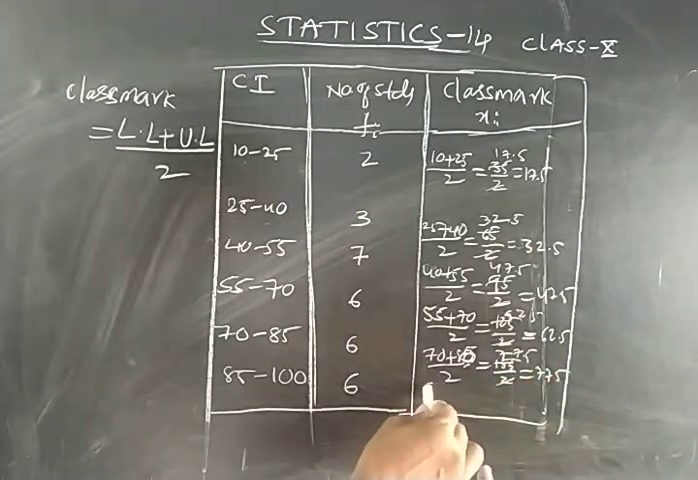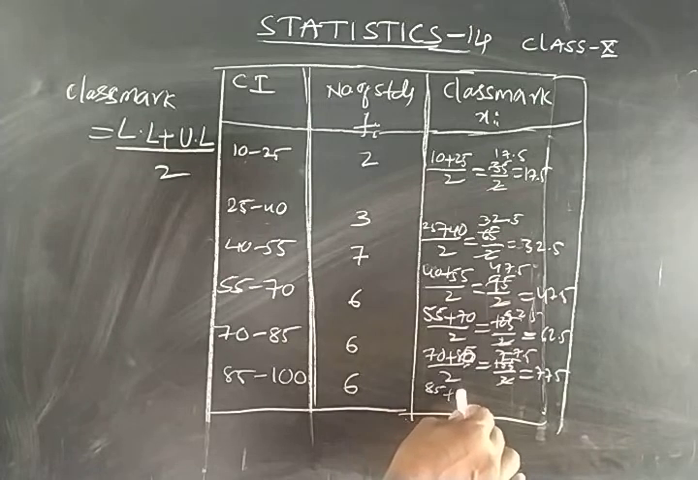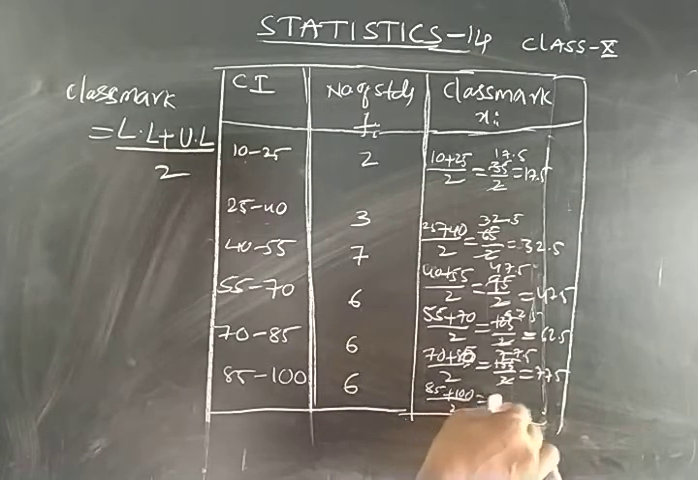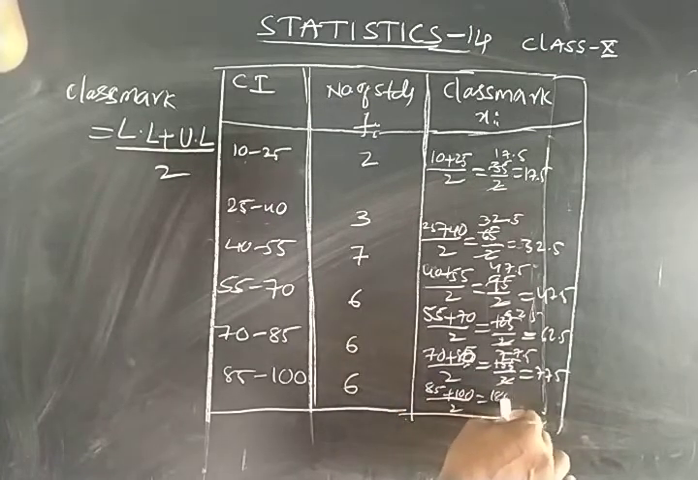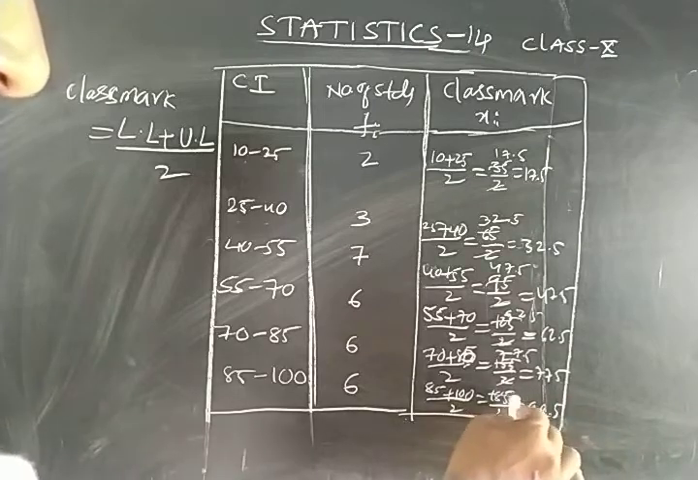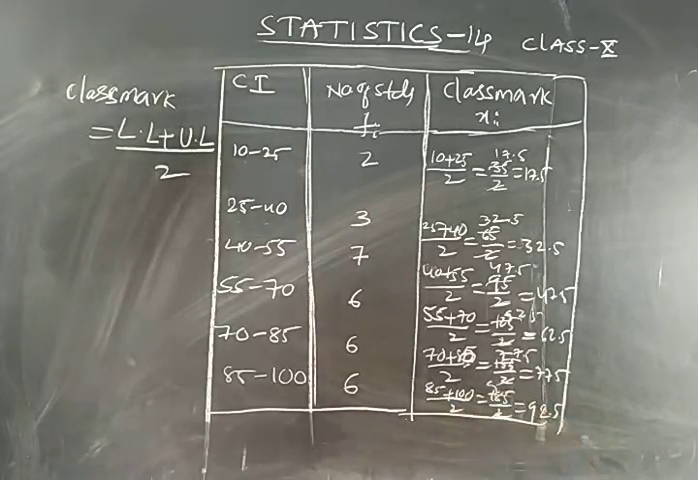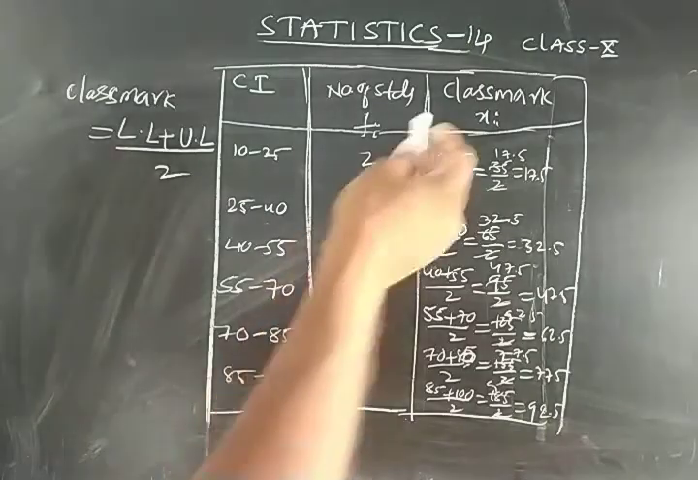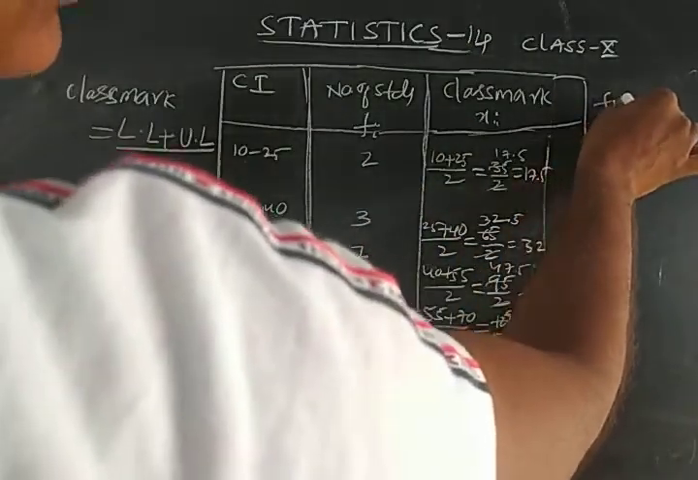Last one, 85 plus 100 by 2. 85 plus 100, 185 by 2. 2 9s are 18, 2 2s are 0.5. So these are the class marks. In that way we have to find xi. After getting xi, you have to find the product of fi and xi.